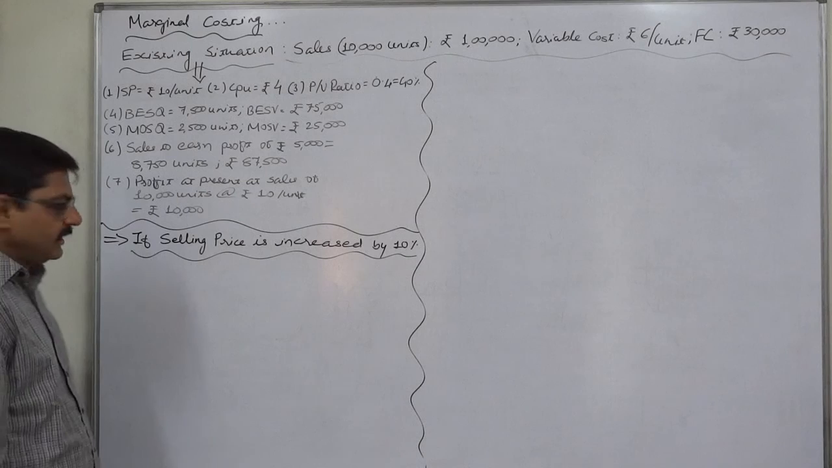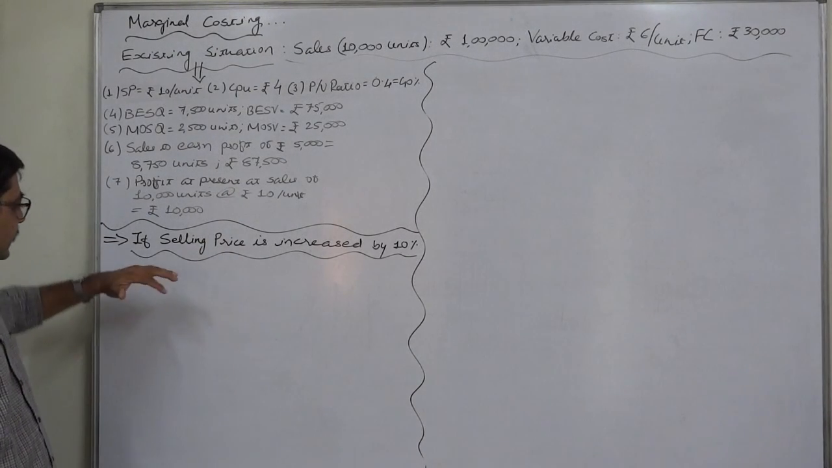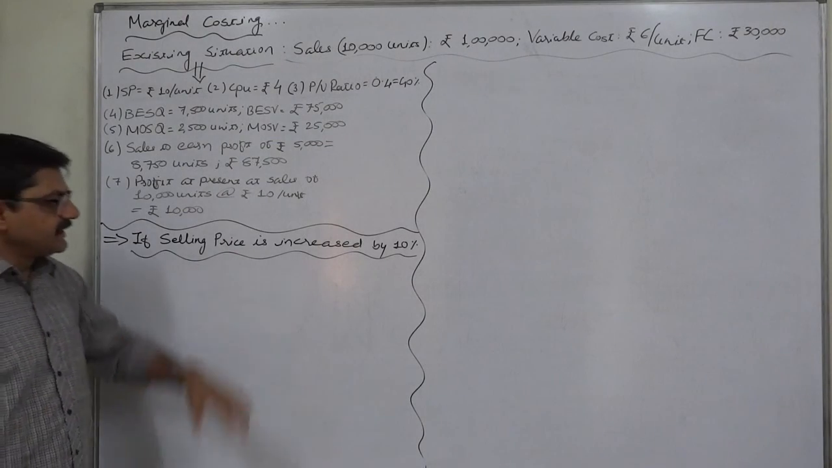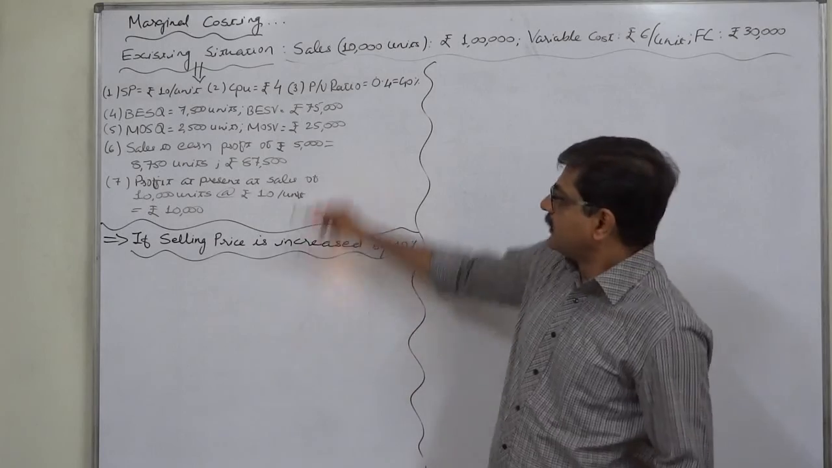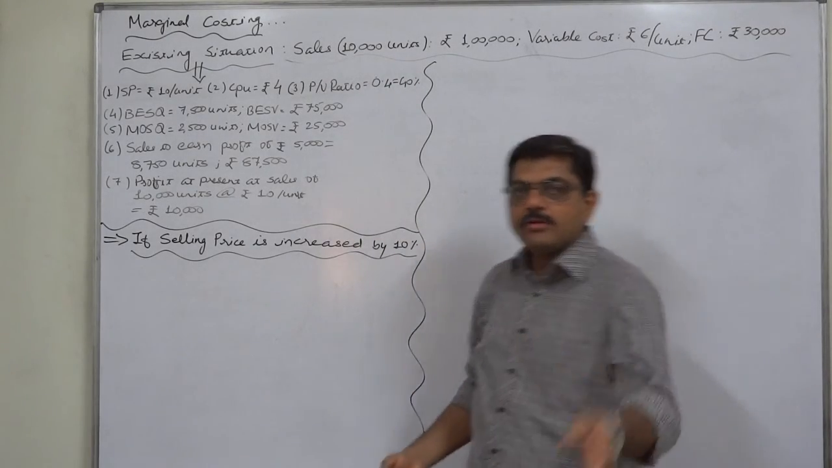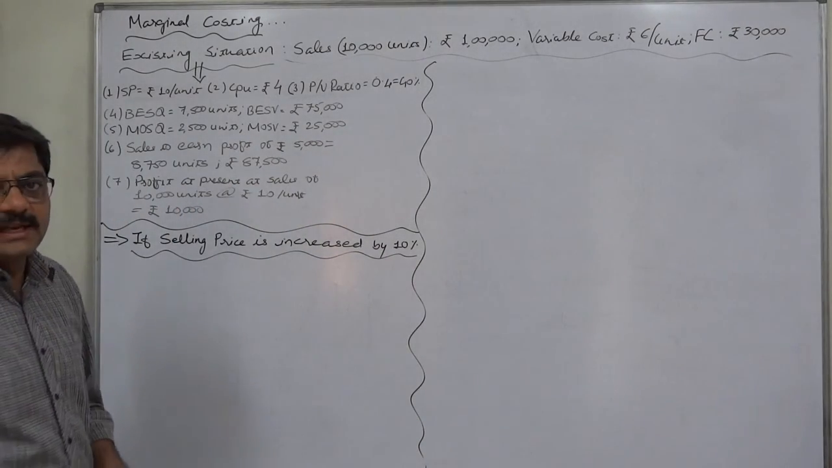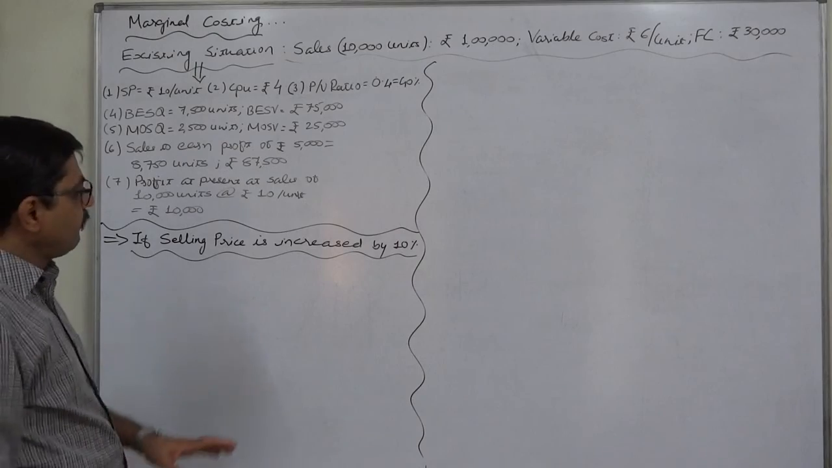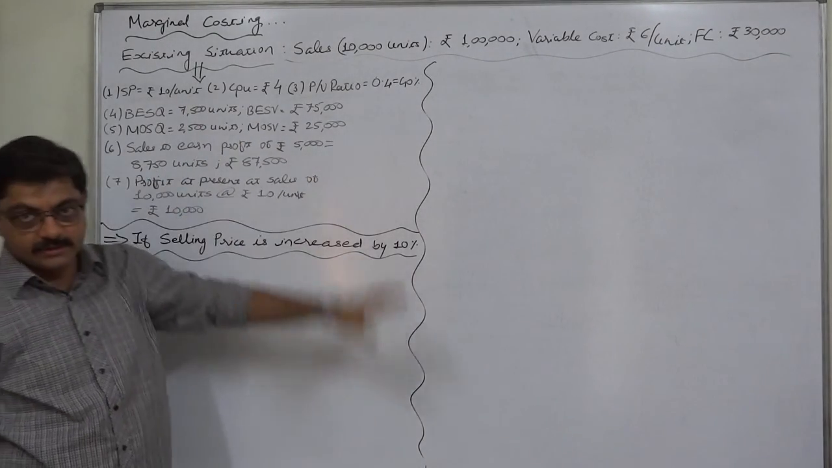Let us take part 2 of the same problem which we started solving in the last lecture. In this case, we are going to cover the point: if the selling price is increased by 10%, that means if at present the situation is like this and now the firm decides to increase the selling price by 10%, what will be the effect of this decision on all these parameters?